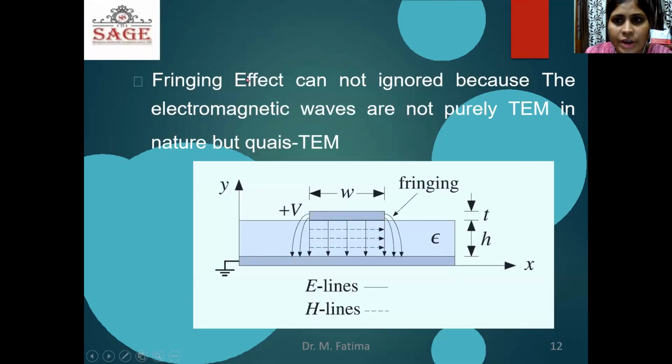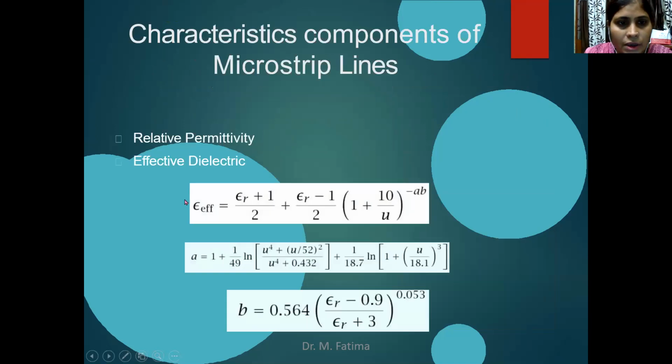The fringing effect cannot be ignored, and the electromagnetic waves are not purely TEM, but this is quasi-TEM because of these fringing fields. These are the performance parameters of microstrip line. The effective permittivity is somehow more than the absolute epsilon r. Here, these A and B values are written here.